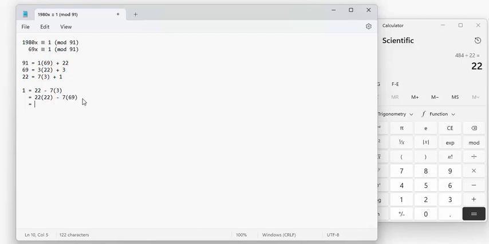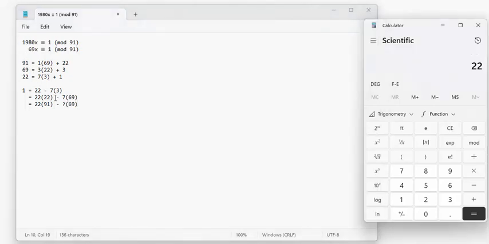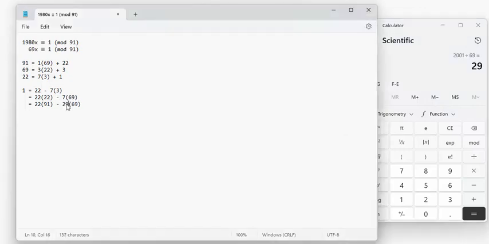Next, the one that we want to replace is 22. We replace it with 91 subtract 69. So 22 multiplied by 91 is 2002. We want 2001 divided by 69. We get 29 at the question mark here.